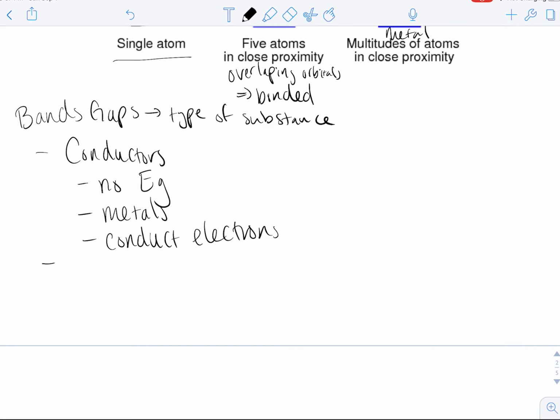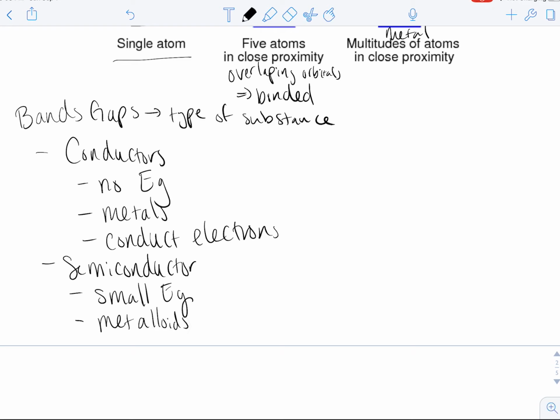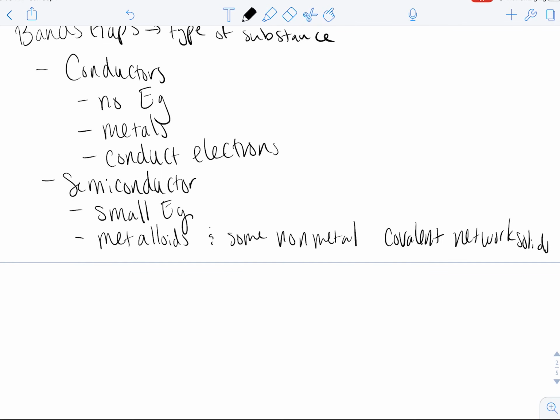We then have something called a semiconductor. It can semiconduct. So this is going to be a small band gap between our valence band and our conduction band. And within here, we have metalloids, and then some non-metal covalent network solids. Okay, so both of them are covalent network solids, either metalloid covalent network solids or non-metal covalent network solids. But generally non-metals are actually going to be in the class called insulators.